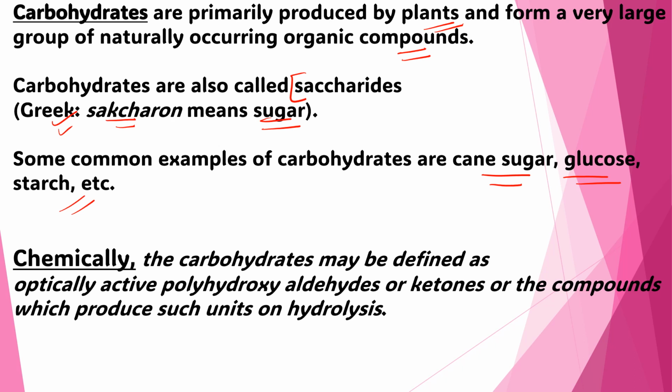So what is the chemical definition of carbohydrate? The chemical definition is that it is defined as the optically active polyhydroxyaldehydes or ketones, or the compounds which produce such units on hydrolysis. This is the chemical definition.